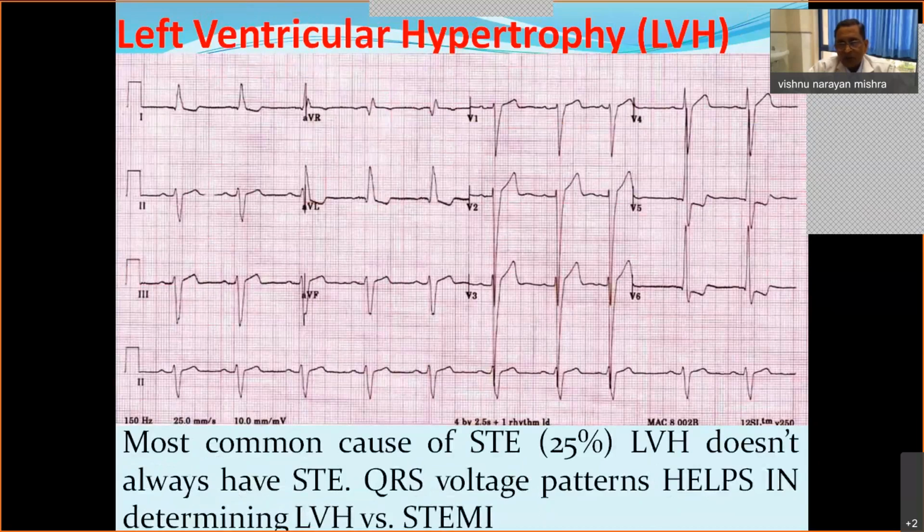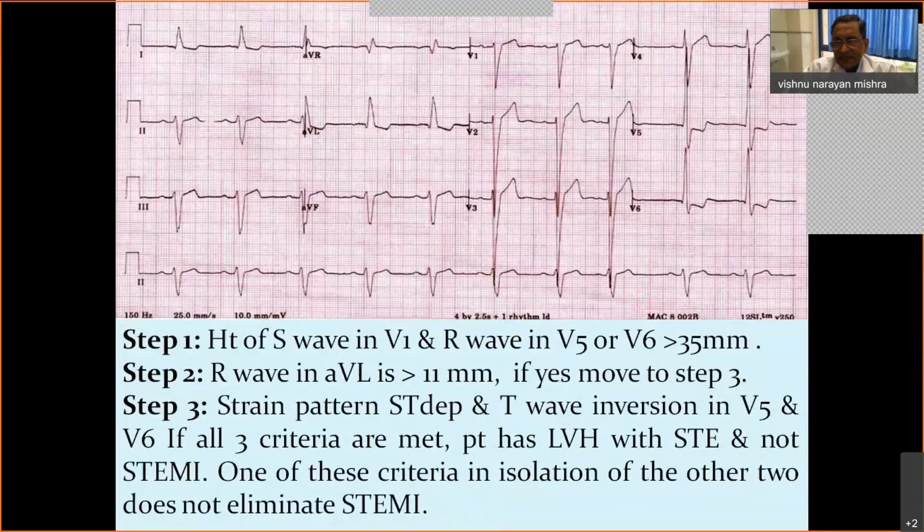Now coming to the second important condition, that is left ventricular hypertrophy. Now this left ventricular hypertrophy is the most common mimicker of ST elevation MI, nearly 25%. LVH does not always have ST elevation MI. QRS voltage pattern helps in determining LVH versus ST elevation MI. And how it is done is, this is a 3-step method. Step 1, step 2, step 3.